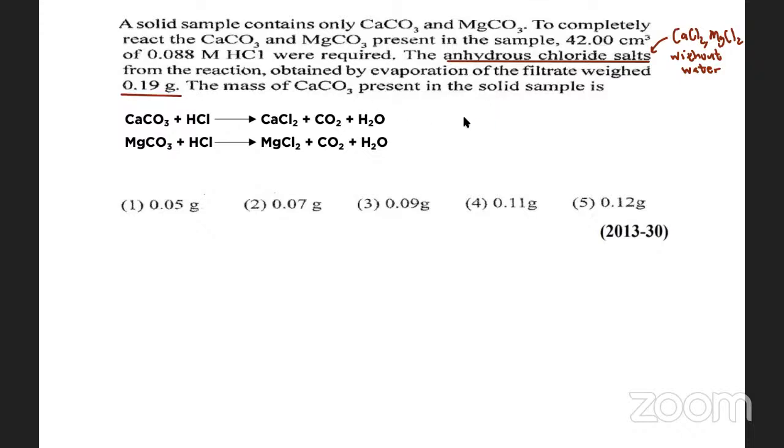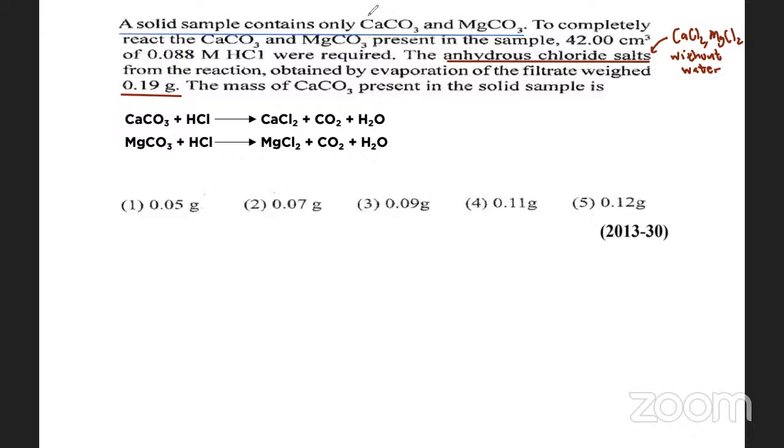Okay, good. Now, what do we normally do? How do we normally start? We have a solid sample that contains only calcium carbonate and magnesium carbonate, but they haven't given us the total mass of the sample. Sometimes they give it, right? So that approach doesn't work.